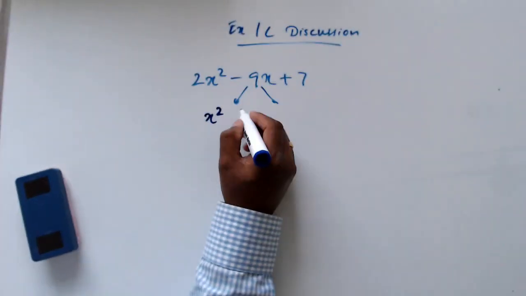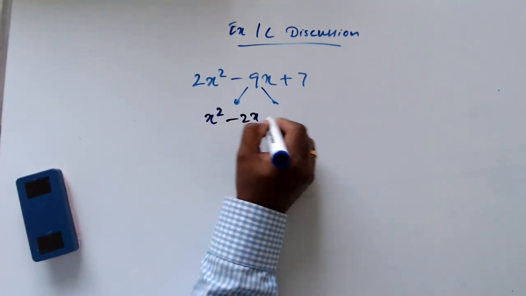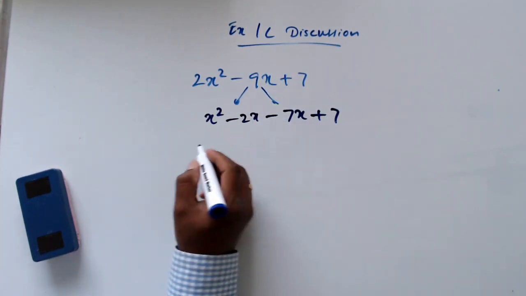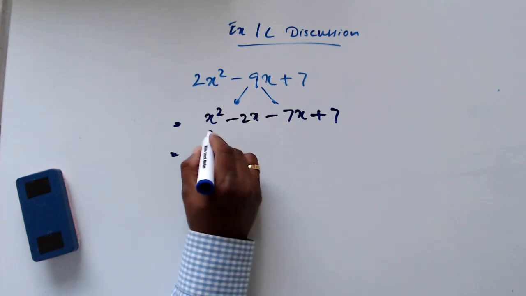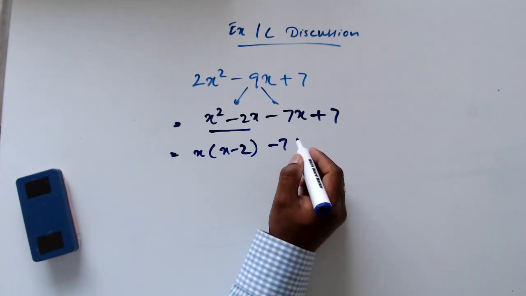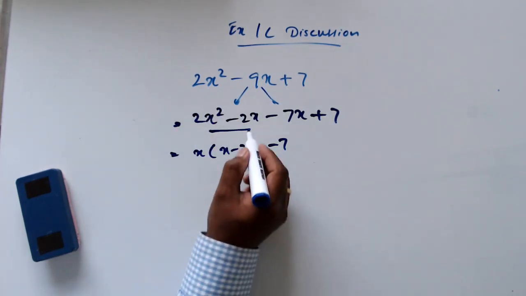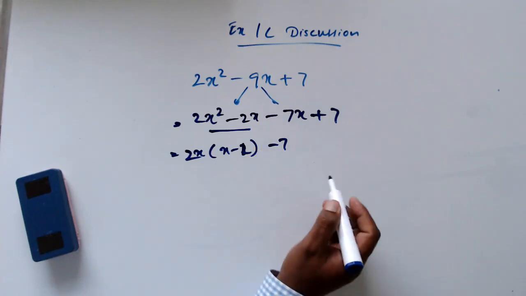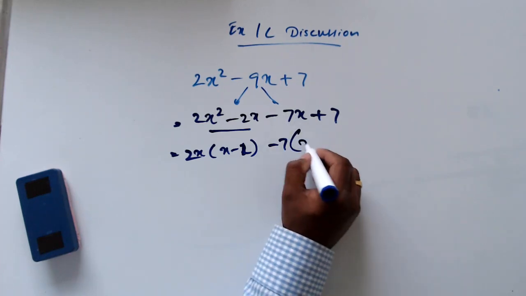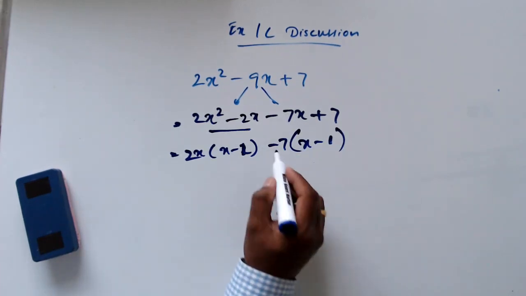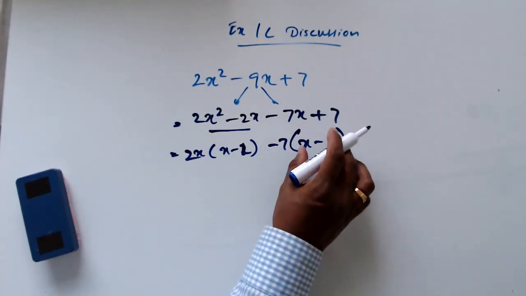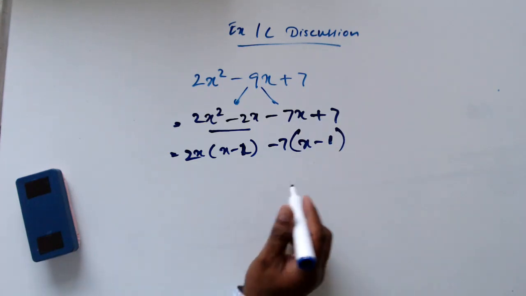x square, this is minus 2x, this is minus 7x. So the addition is minus 9x plus 7. Then we can see that when you take x common, x minus 2, when you take minus 2 out, this is going to be 2x minus 1. And when you take minus 7 out, this is going to be x minus 1. Remember that always if you take minus out, the symbol is switching to the opposite.